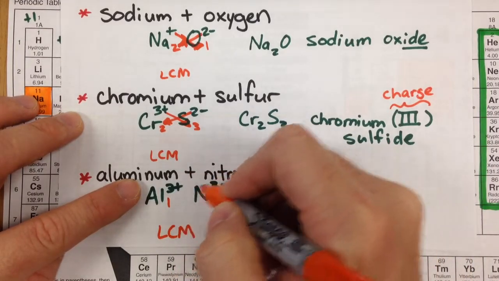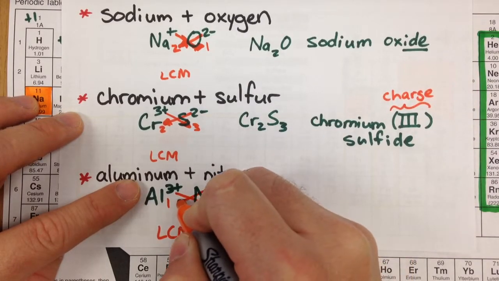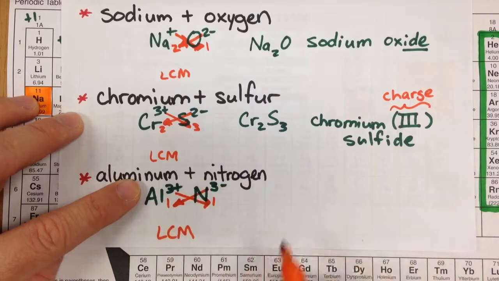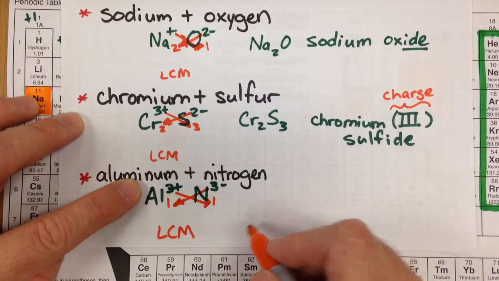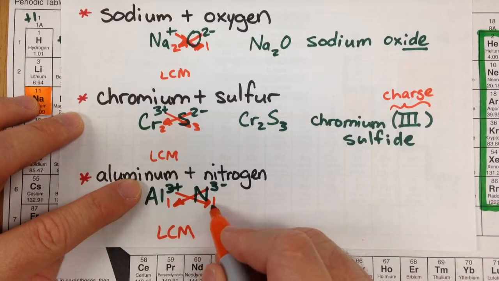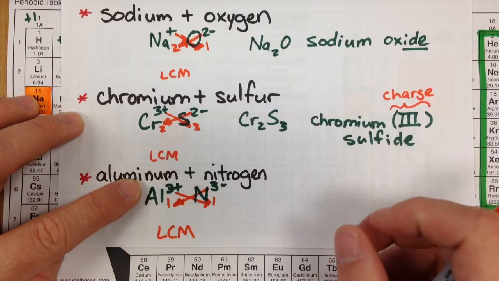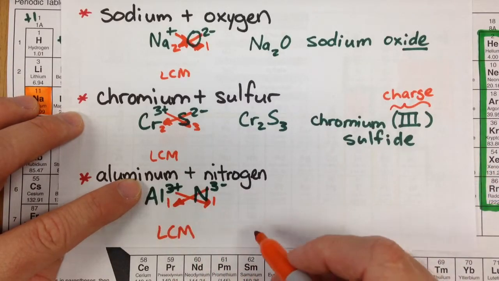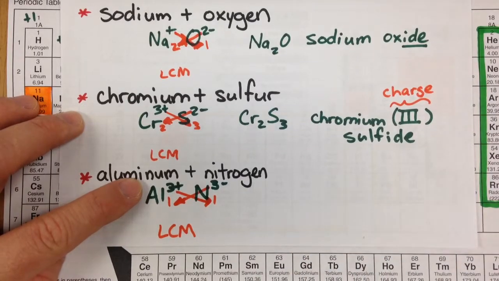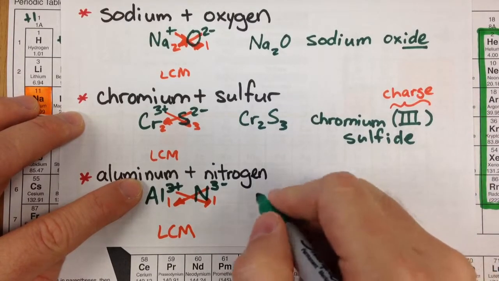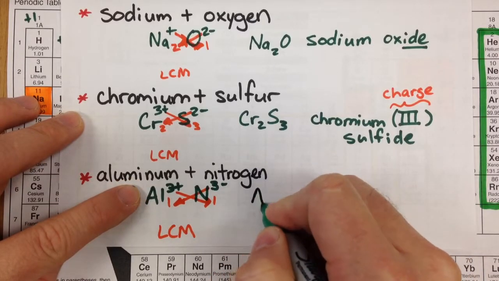Now, this is the case where the crisscross method is slightly insufficient. As you can see, if we crisscross the absolute value of these charges down, we'd have a 3 and a 3. All right, we'd have 3 aluminums as well as 3 nitrogens. Well, those 3's could kind of cancel out, and you'd be left with 1's, and 1 is the actual correct answer. That's what we're looking for. So the formula for aluminum and nitrogen, when they combine, it would be AlN.